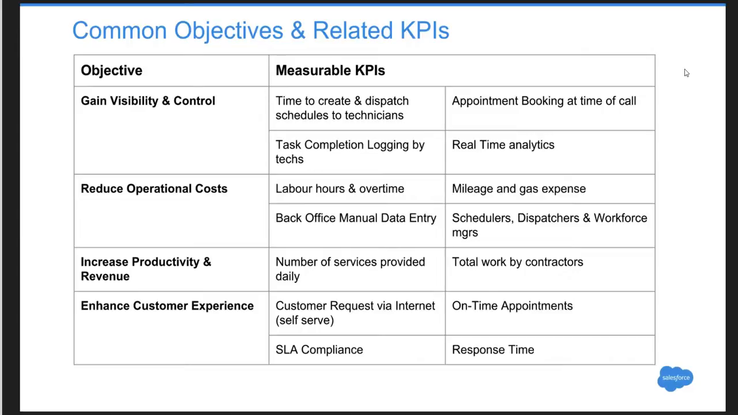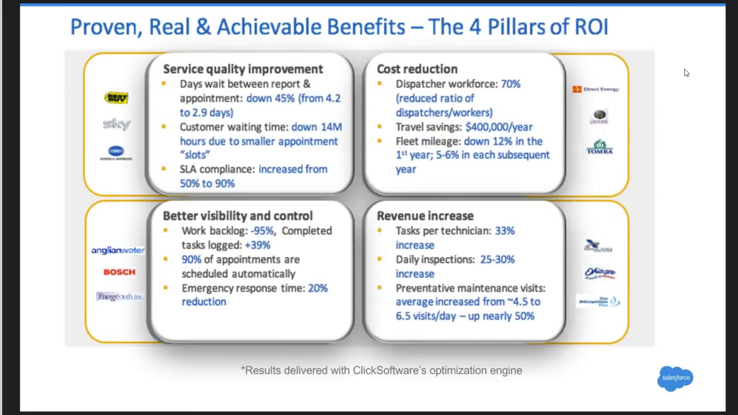These are some of the numbers that the optimization engine, the Click Software optimization engine that is a part of Field Service Lightning, was able to deliver in the past. And you can see that we're looking at the wait between customer reporting an issue and an actual appointment taking place. We're looking at SLA compliance, and if you're penalized, jumping from a 50 to a 90% SLA compliance could have a dramatic impact on your bottom line.